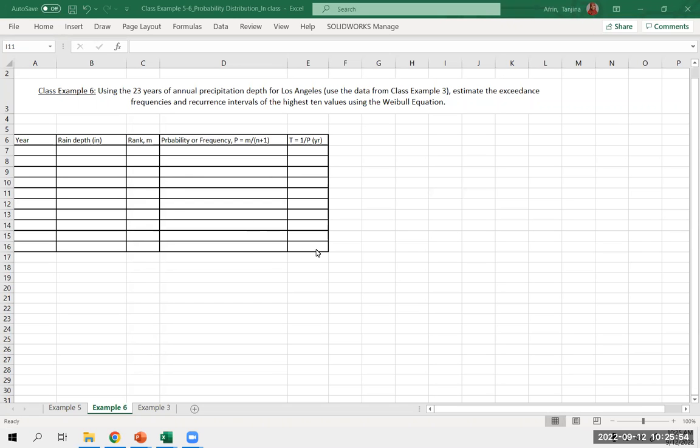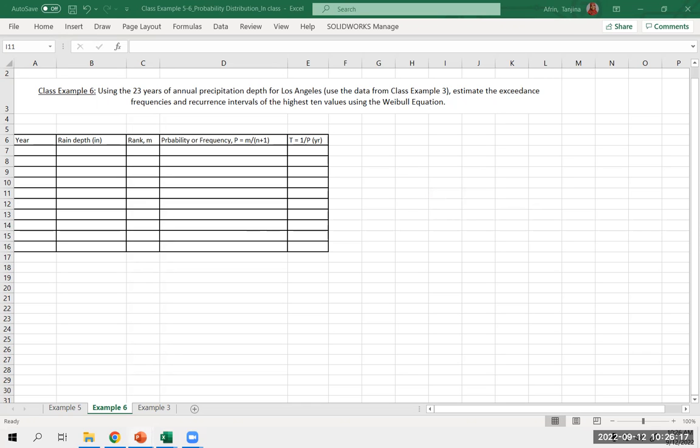Okay. Class example 6. Using the 23 years of annual data for Los Angeles, find the frequencies and use the highest 10 values. So again, we are using the same set of data, the Los Angeles, California data, okay?